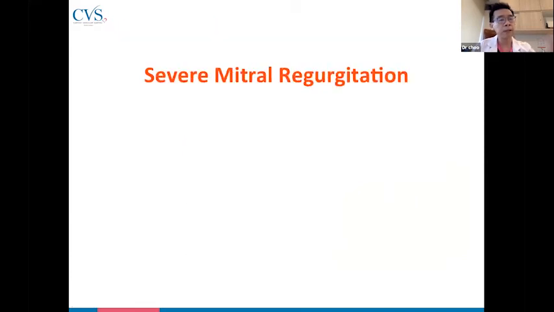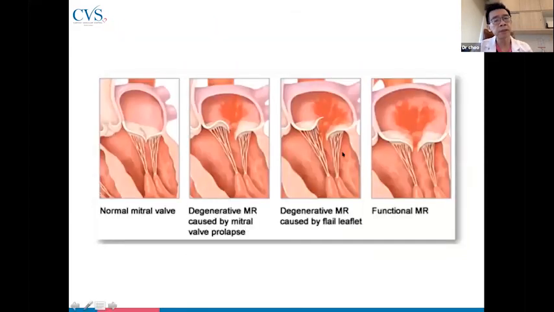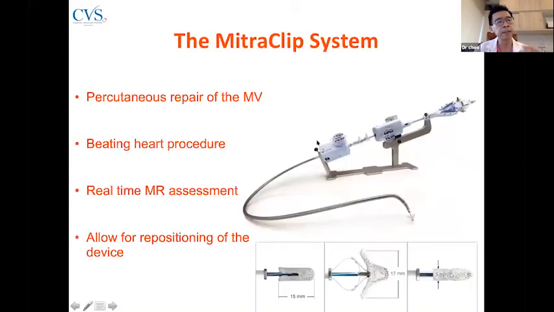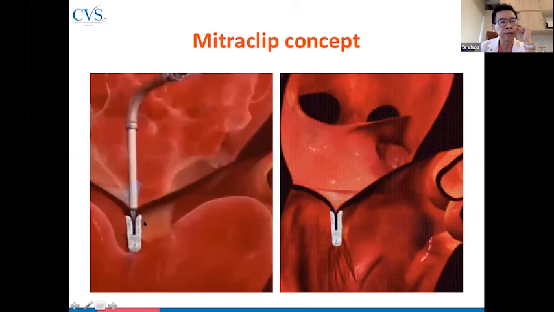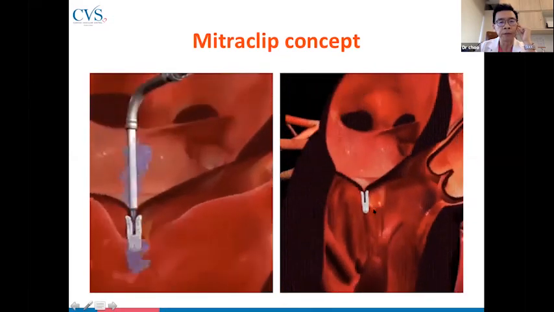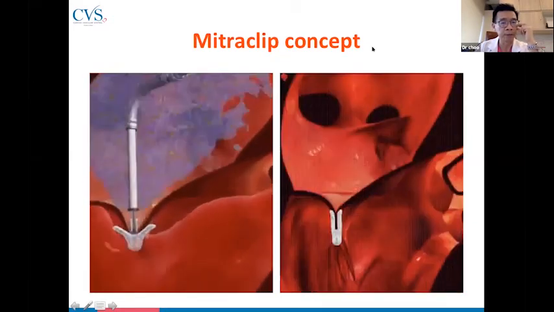The next one is mitral valve. Mitral regurgitation can happen because of dilatation of the left ventricle, so you have a functional MR, or because of structural problem of the valve, because of mitral valve prolapse or problem with the chordae or the leaflet. There is a system called a mitral clip whereby you can actually try percutaneously to grab the 2 leaflets together, so that you can oppose them and reduce the regurgitation. And so this is the mitral clip concept.